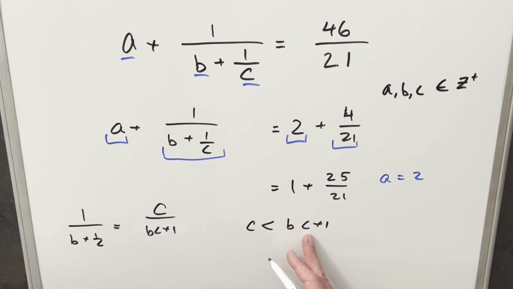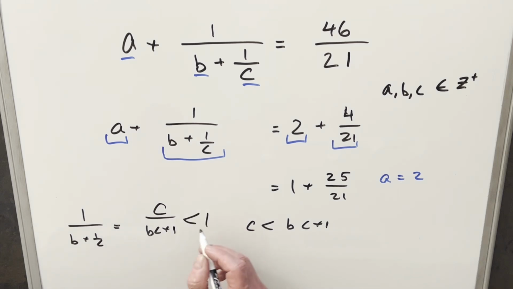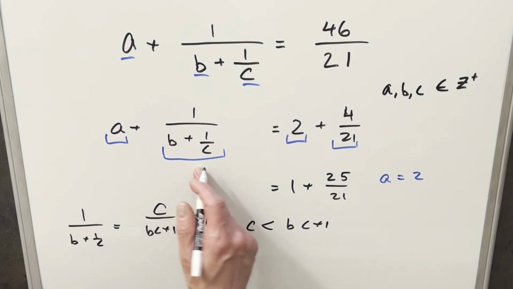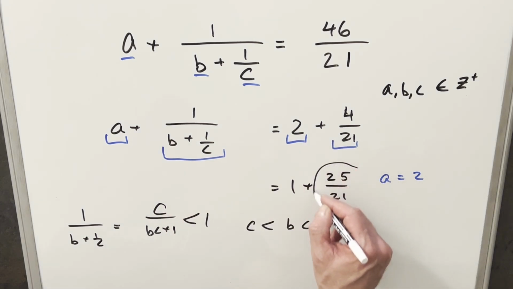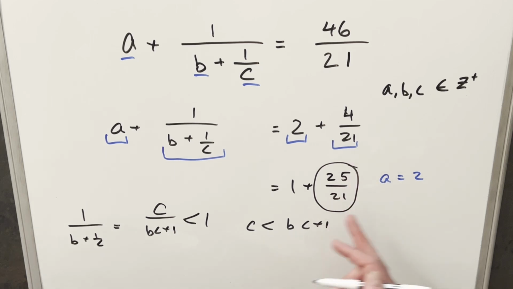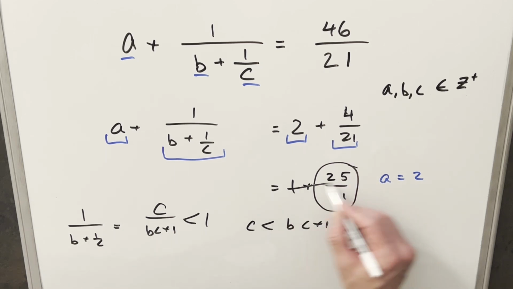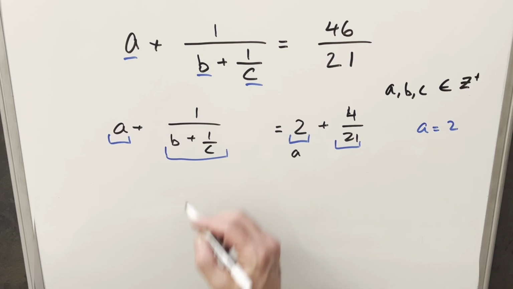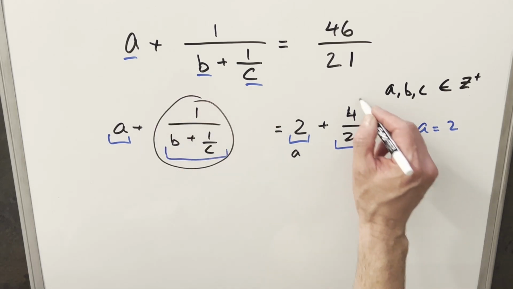And because b and c are integers, then bc plus 1 has to be an integer. So what that means is this whole thing has to be a fraction that's less than 1. Well, this doesn't work then because 25 over 21 is greater than 1. So this case isn't going to work, and we need our a to be 2. So now that we have our a value, we can just focus on comparing this to this.